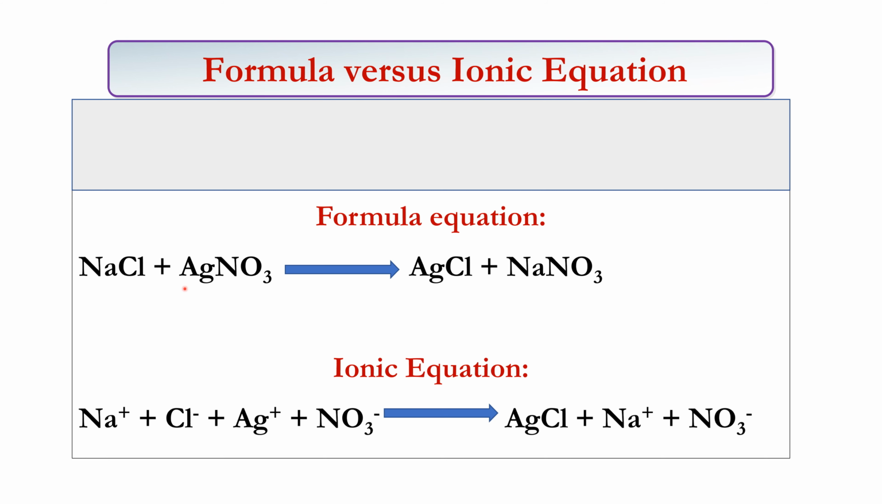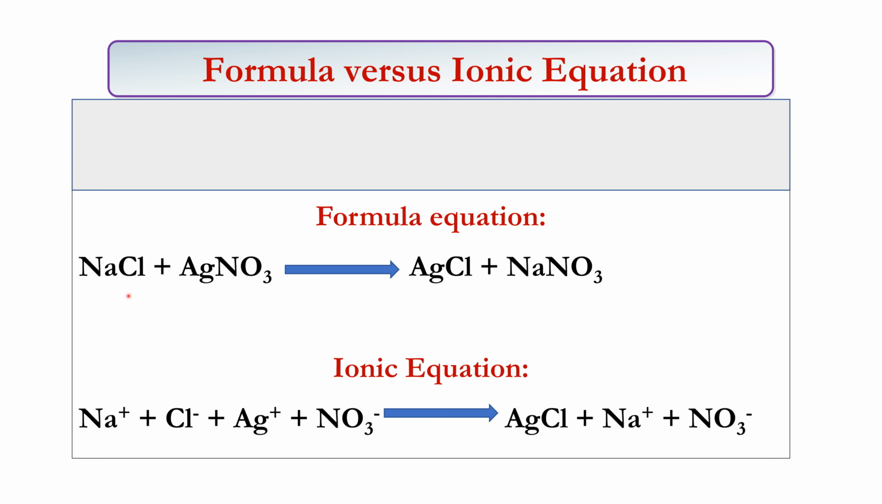So here, 1 mole of sodium chloride reacts with 1 mole of silver nitrate to give 1 mole of silver chloride plus 1 mole of sodium nitrate. This is the ionic equation for this reaction.